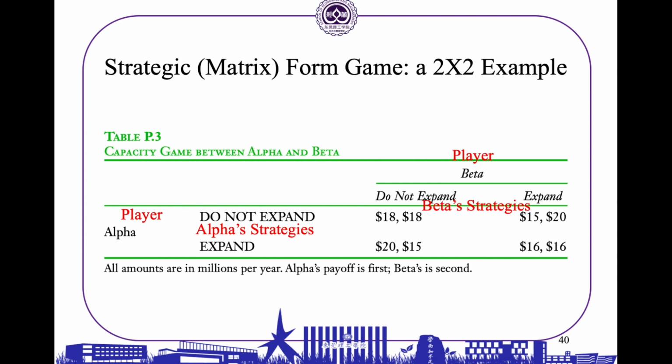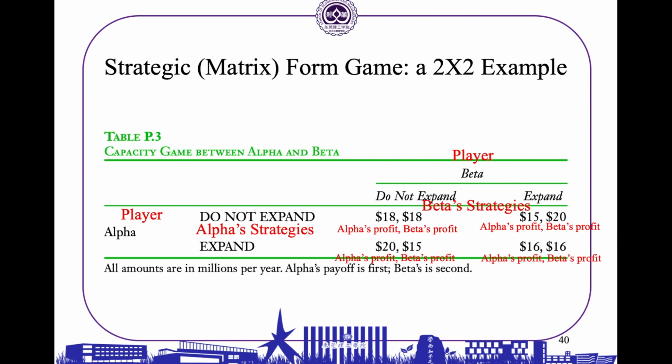If only one firm expands capacity, say Alpha, its profit will be $60 million, and Beta's profit will be $20 million. In table P3, the first entry in each cell is the payoff assigned to Alpha, the annual economic profit, and the second entry is the payoff for Beta.